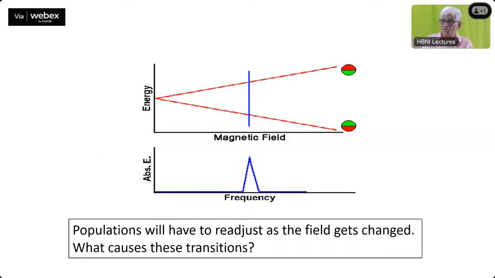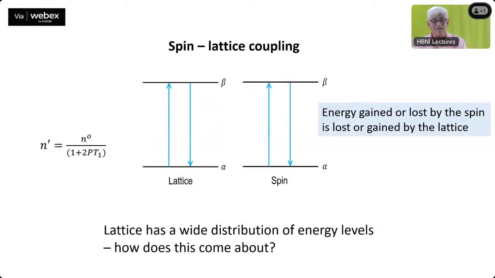Without the RF, how do you get the transition? And where does this RF come from? This RF has to be at different frequencies, at various different values. It must cause a transition at different values. Okay, and that is the fundamental problem, and that is what is called the lattice.